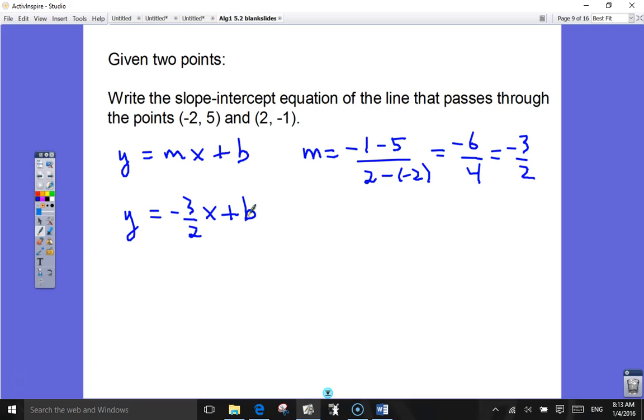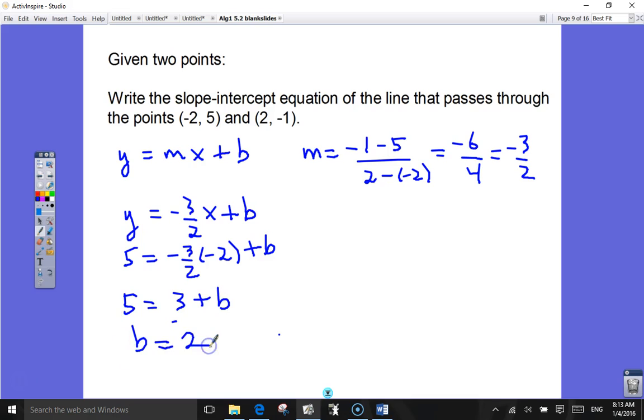So if I use the first point, -2, it goes 5 equals -2. I don't want that. I should do it in the same order. 5 equals -3 halves times -2 plus b. 5 equals 3 plus b. b equals 2. Notice how the negative times negative makes positive. The 2 in the denominator cancels the 2 in the numerator. So all that's left is 3.